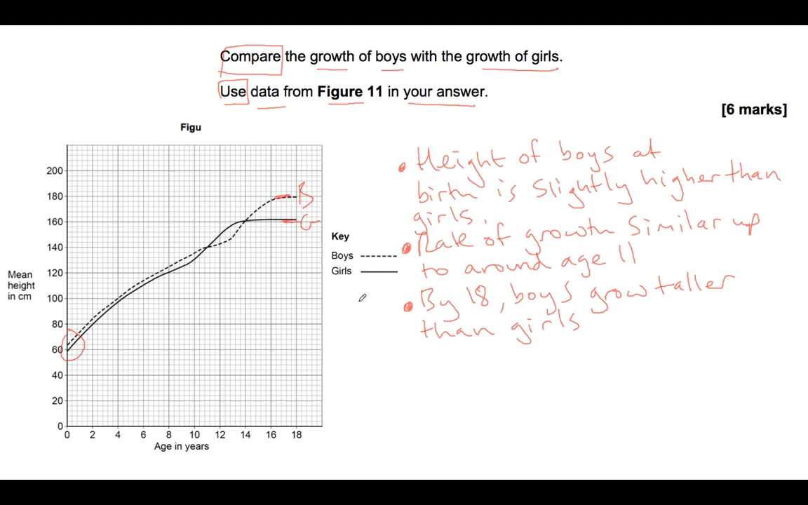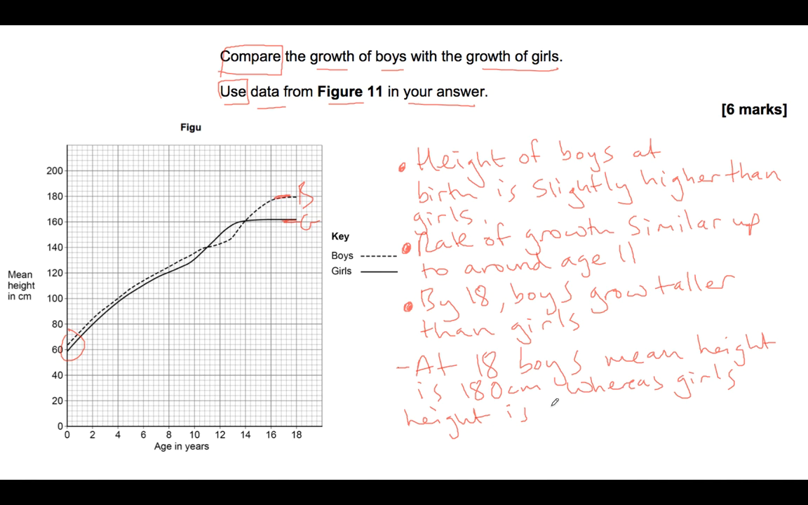Now, we want to use some data to back up our answer here. And let's use our data to compare the heights. So let's go from here. So we can say at 18, boys' height is 180 centimeters. So that's just under 6 foot. Whereas girls there, it's about 165. So girls' height is 165 centimeters.